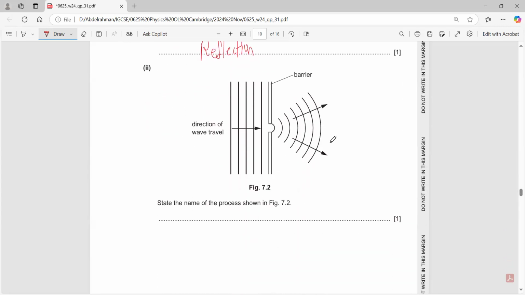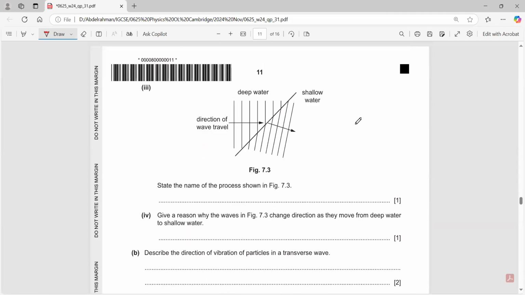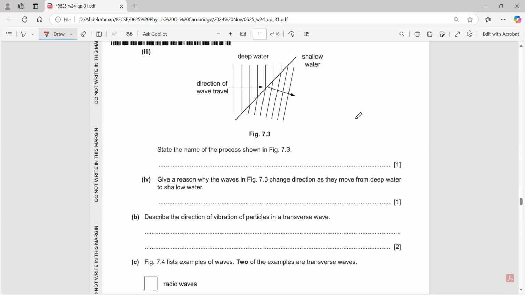What about the second process? It's moving through a barrier. Diffraction. Yes, diffraction. What about the third process as it goes from the deep water to the shallow water? This process is called refraction. Yes, thank you. It's called refraction.